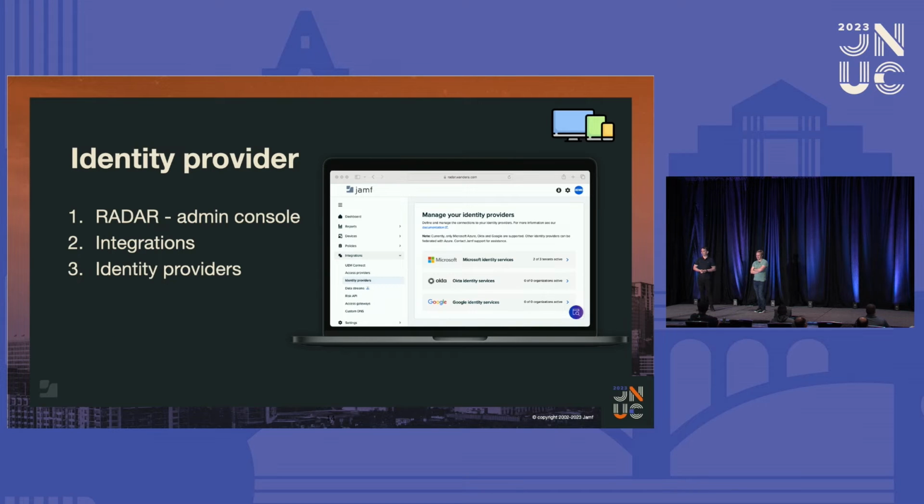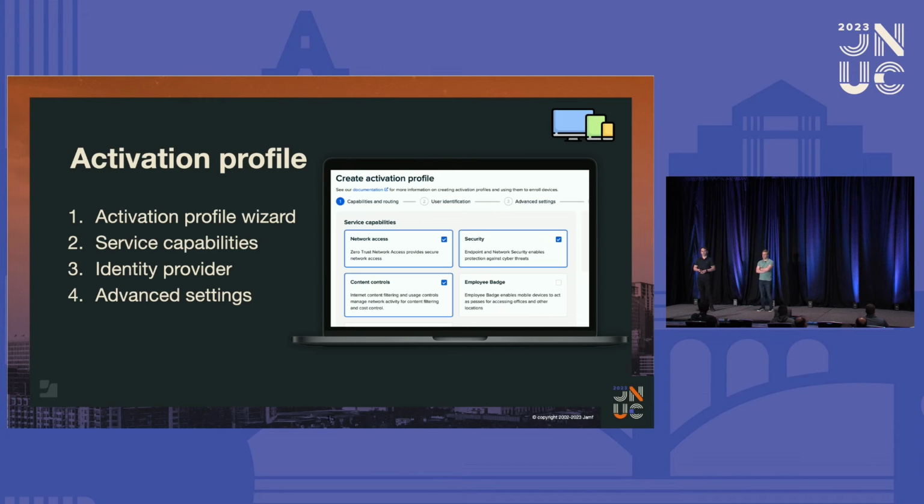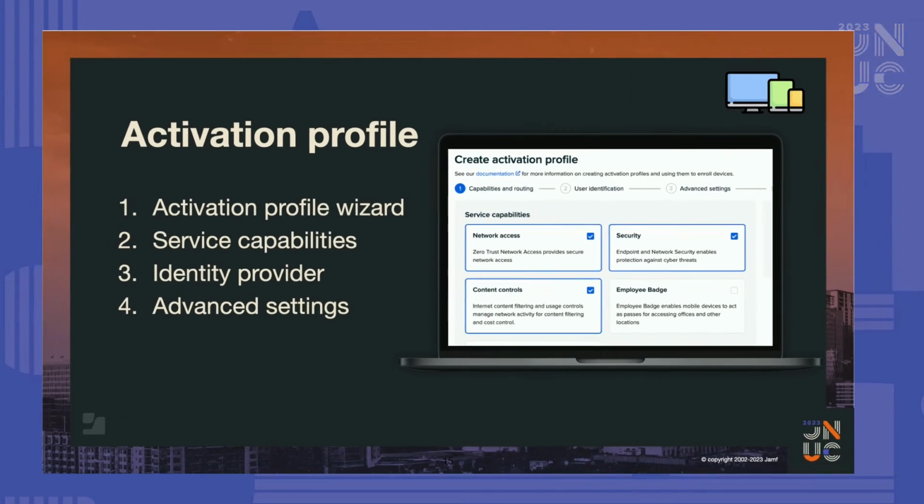First of all, let's begin with configuration. The first step is to define the identity provider. It is located underneath the integrations section. Selection from Microsoft, Okta, and Google services are available, and it is as simple as providing the right credentials acquired in the IDP. The second step of the configuration is creation of the activation profile.